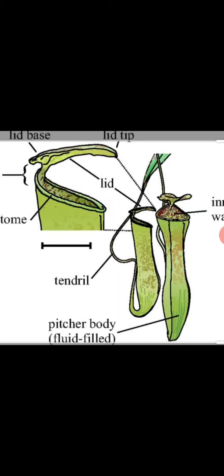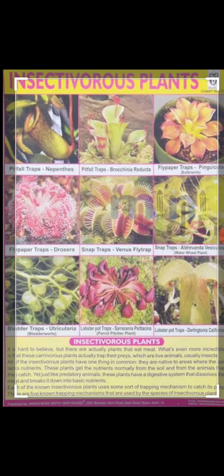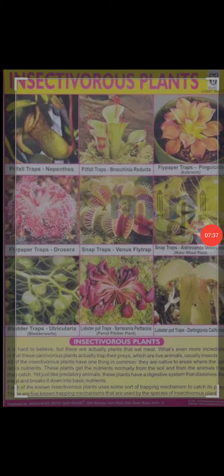Did you understand, my dear students, regarding these insectivorous plants? They can synthesize their own food but need to fulfill their nitrogen deficiency. As I said, there is a lack of nitrogen content in these plants. Even though they can prepare their own food, because of the nitrogen deficiency they depend upon other animals like insects. Therefore we call them partial heterotrophs.